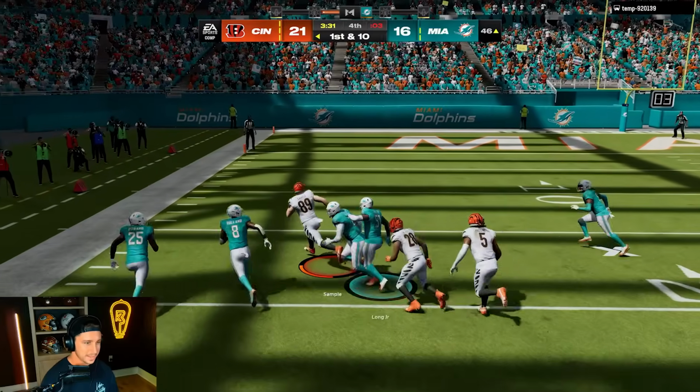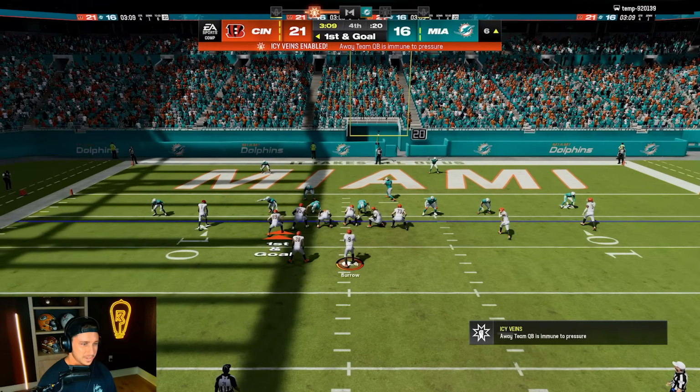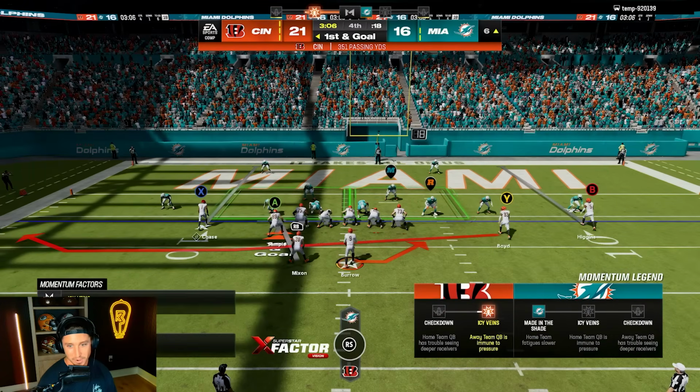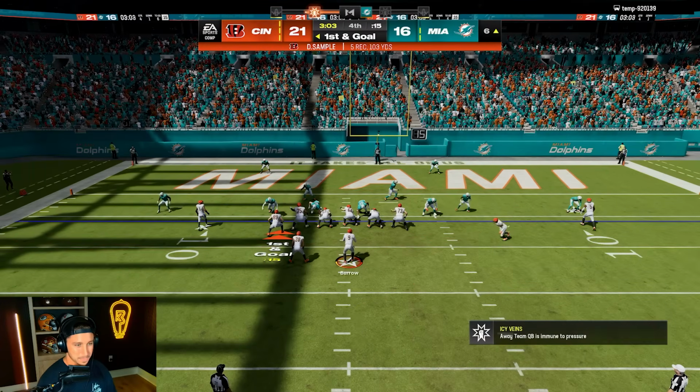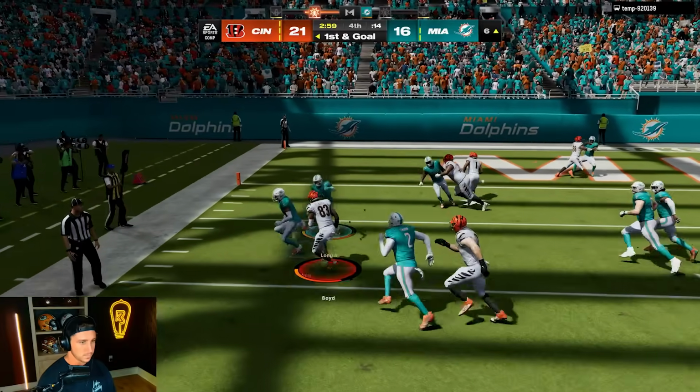Ooh, no way. No way. They just let me do it to him. Get back on the ball. And for good measure, let's run a little jet sweep touch pass off the audible. Oh my God, that was one of the nastiest cuts. We got to save that one.